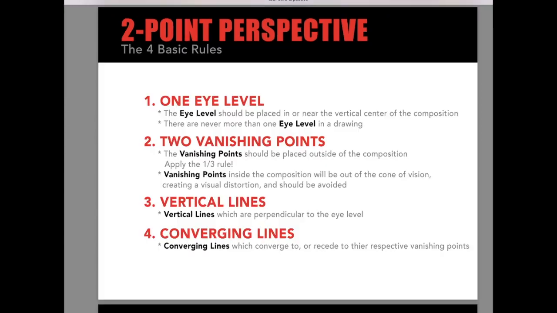Okay, in 2-point perspective, there's one eye level. Again, the eye level is placed near the center. There's never more than one eye level in the drawing. Now there are 2 vanishing points.